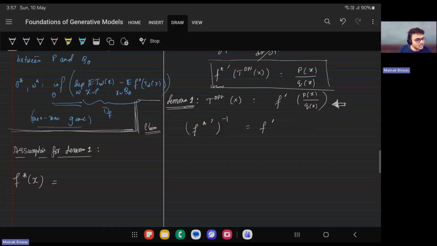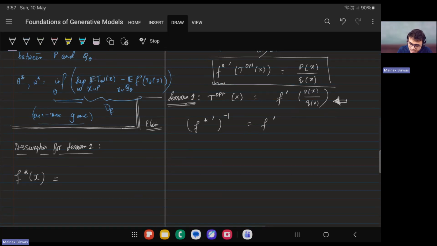Just a moment, where did I write it down? F star. Yeah. I think this is correct. Is this correct? F star inverse. Yeah, that is correct. So let's do that.